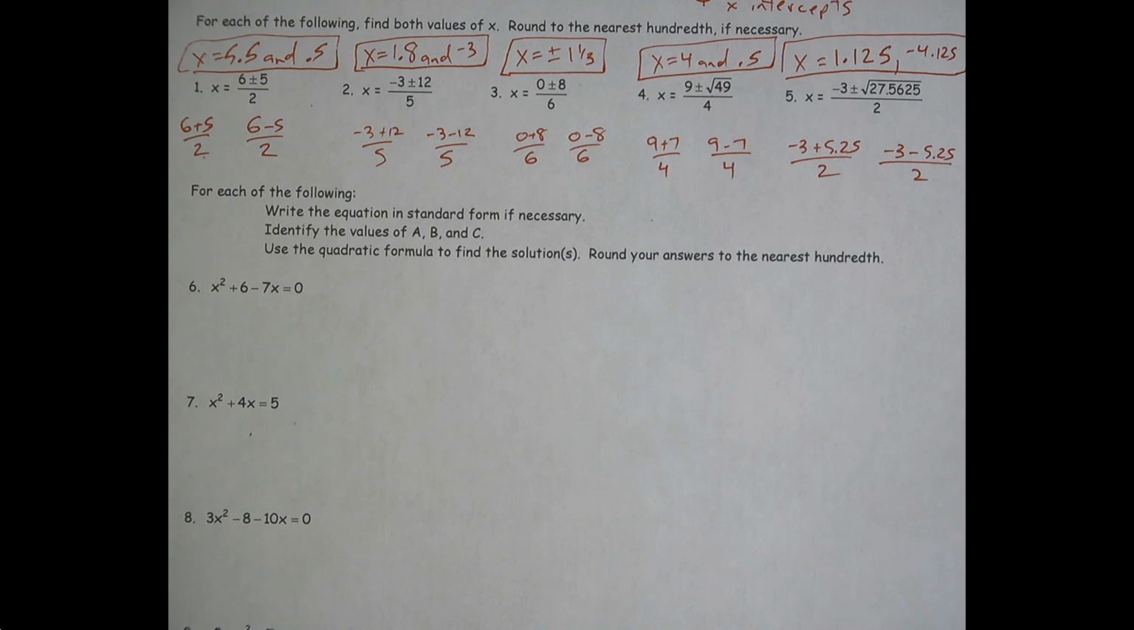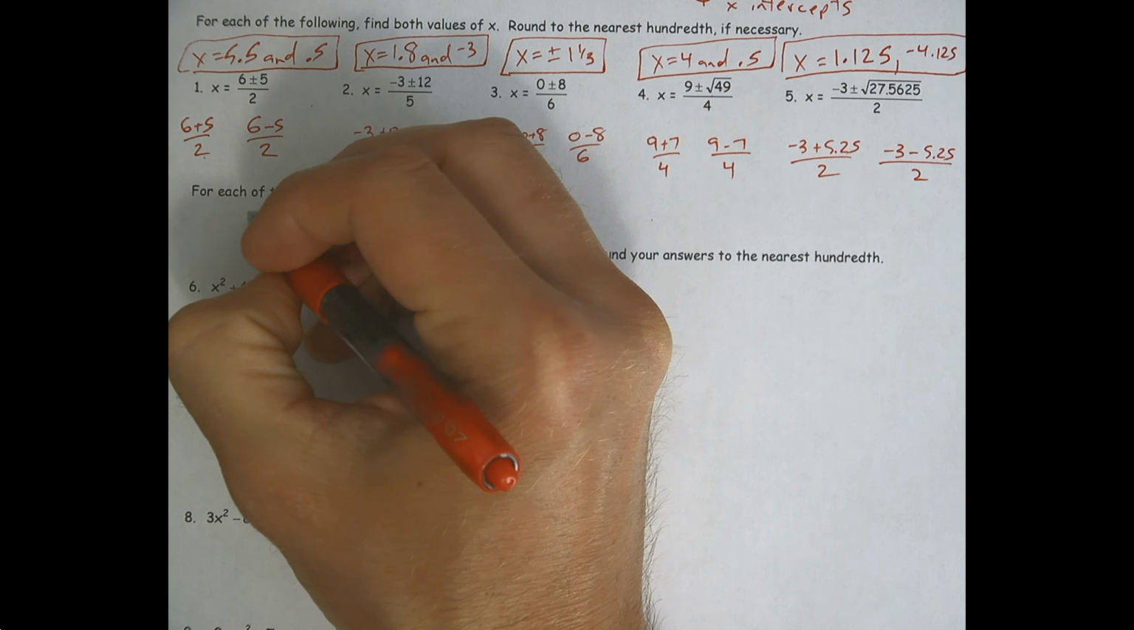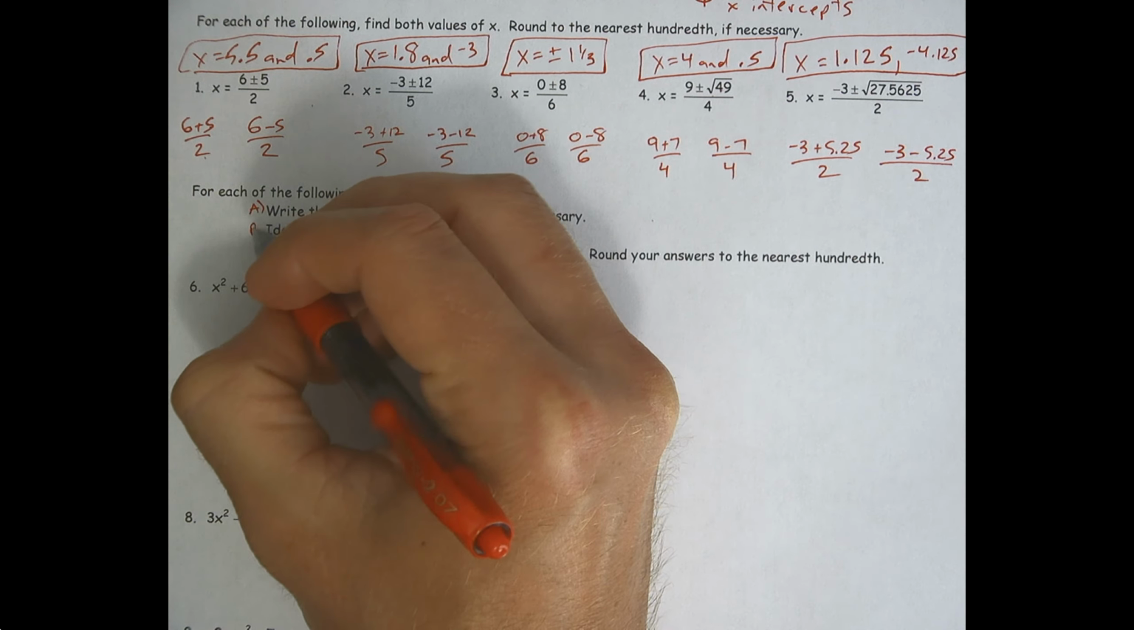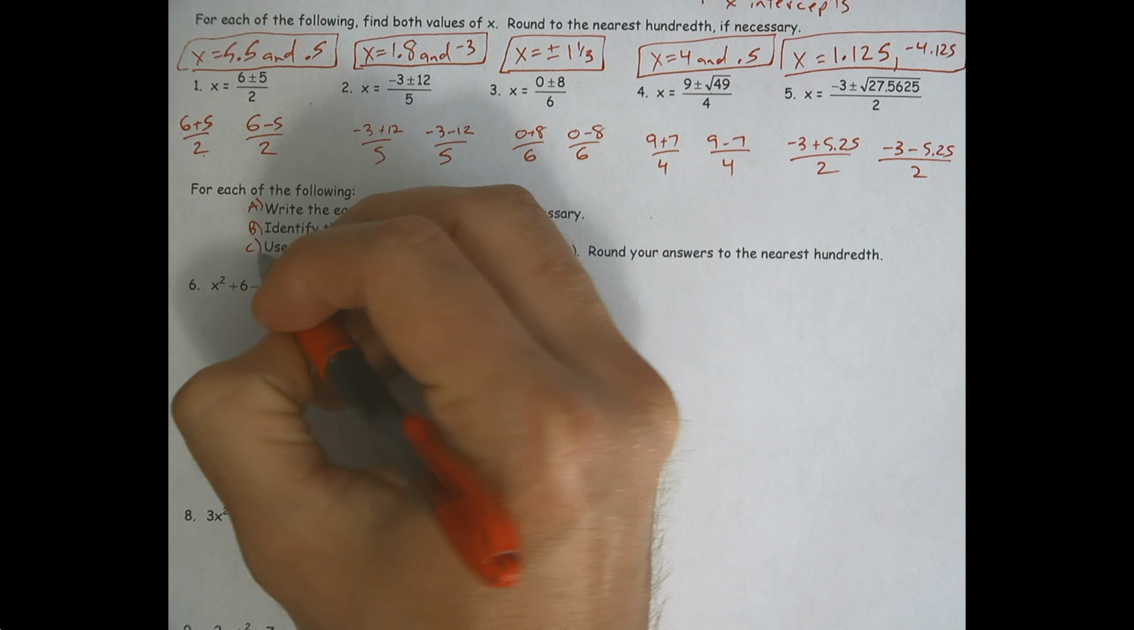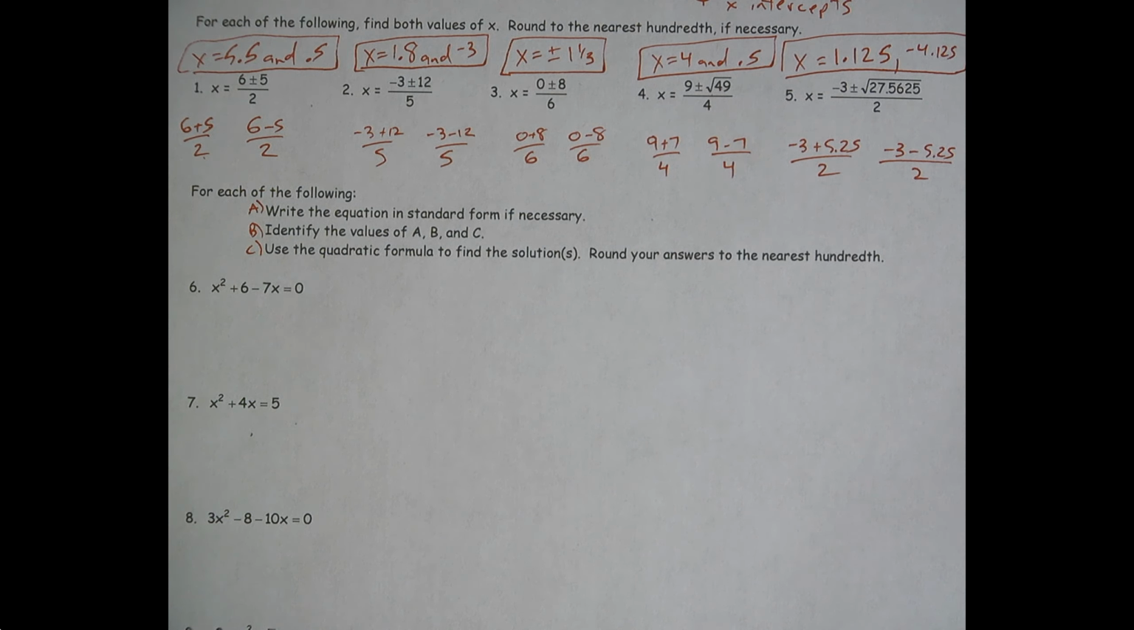All right, for the bottom, we're going to run the full quadratic formula, and we're going to do it in steps. We're going to write this in standard form if necessary. Okay, that's where you have all of the pieces on this side besides the 0, and we're going to put them in the right order. We're going to call that part A. Part B, we're going to identify what's my A, what's my B, what's my C. And then part C, we're going to actually use the quadratic formula.